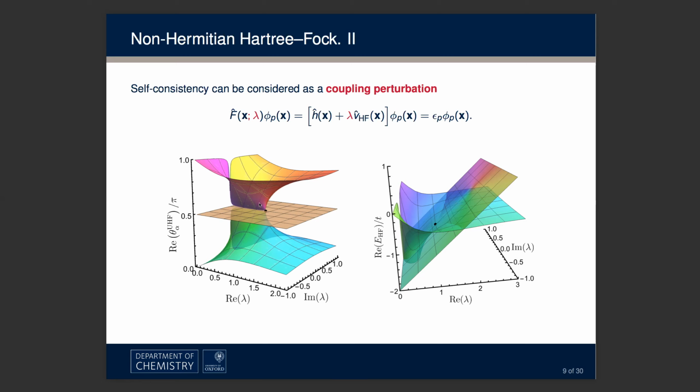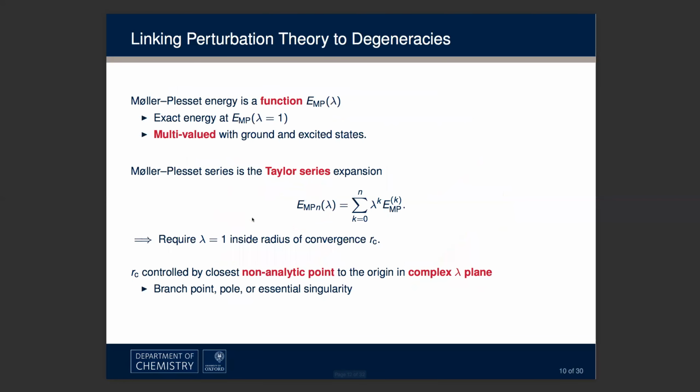I think, Paola, you're right, actually. We solved the Hartree-Fock equation for each lambda value, as if the physical system had lambda in the electron-electron interaction. So we see exactly the same behavior in our multiple Hartree-Fock solutions, with exceptional points occurring on the real axis. But it's probably wise to get back to Møller-Plesset theory at this point.